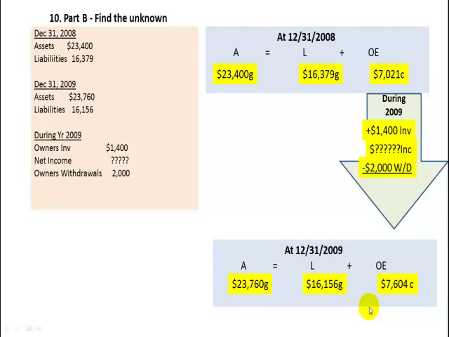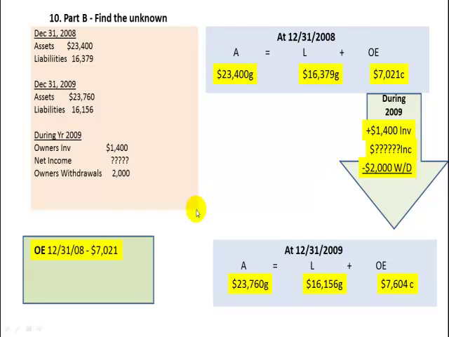7,604. Okay, we're trying to find out what happened for the year if owner's equity started out at $7,021 and it ended up at 7,604. It increased. It went up, and it went up by $583. Now, if it went up by $583, and these are the things that changed it, that is investment of $1,400, income of we don't know how much, but the withdrawals were $2,000, we can work with this to see if we can come up with this income figure.